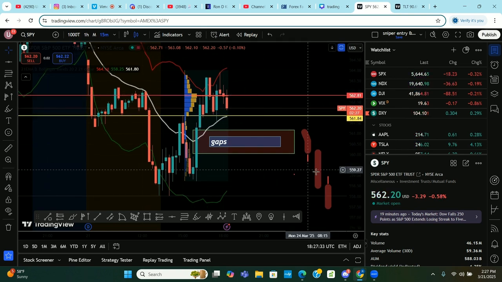So back to the lesson at hand. Right in between here is a gap. There's a gap that makes an imbalance.